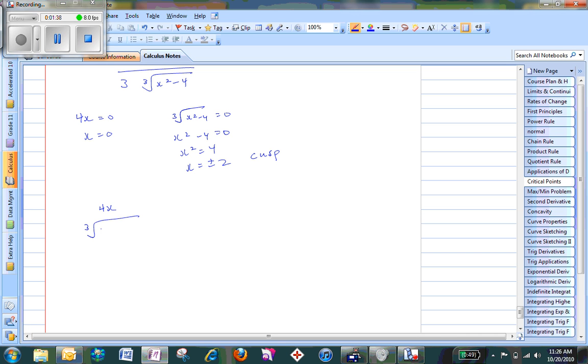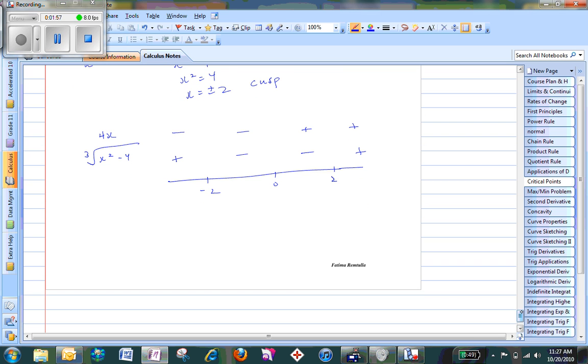The cubed root of x squared minus 4. I want to put on my number line negative 2, 0, and 2. I'm going to pick the appropriate numbers. So negative, negative, positive, and positive. This is positive, negative, negative, and positive. Take a chance. Look really carefully. Make sure that you're picking the correct numbers and that your signs are right. This is negative, positive, negative, positive.